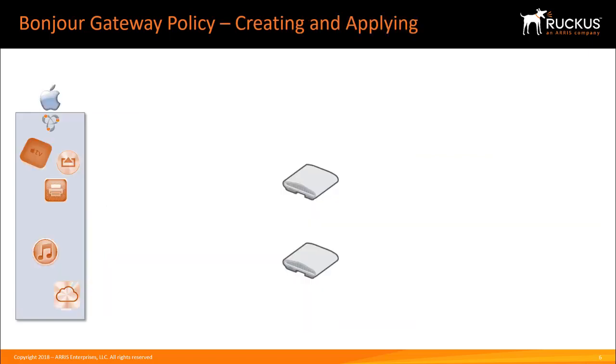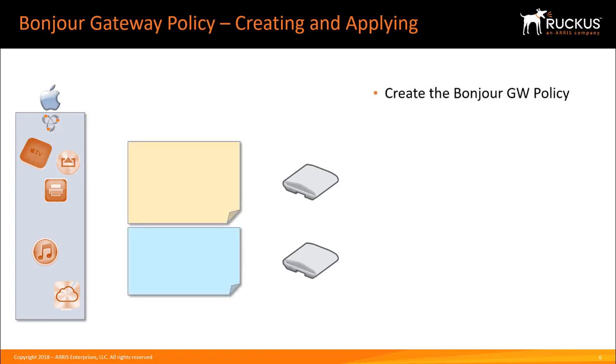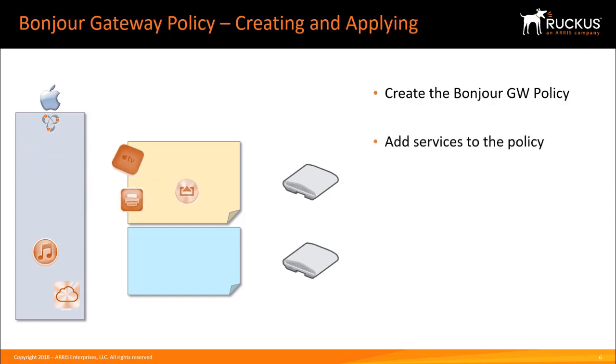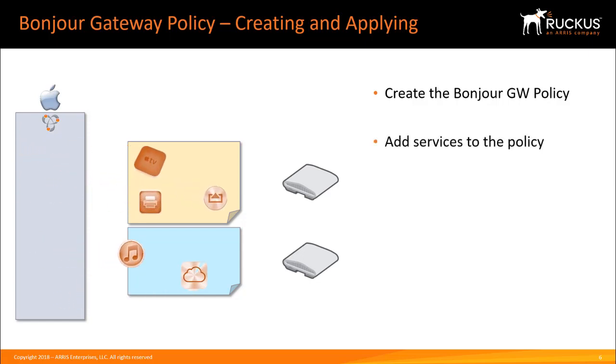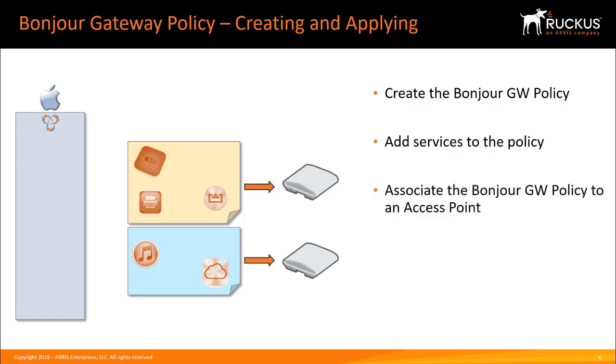Like most things in SmartZone, we first create a policy, then apply it where appropriate. A Bonjour gateway policy will define rules for bridging source and destination VLANs for specific services. Creating the policy is very similar to other policies you've created. First, you create the policy, add the services, and then apply it to an access point. You can create multiple policies, but each policy should be applied only once.